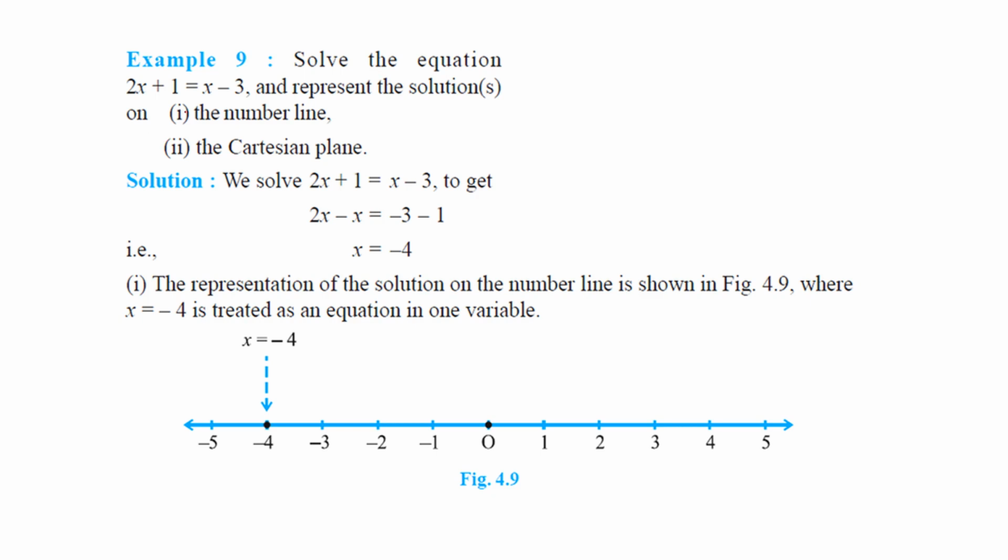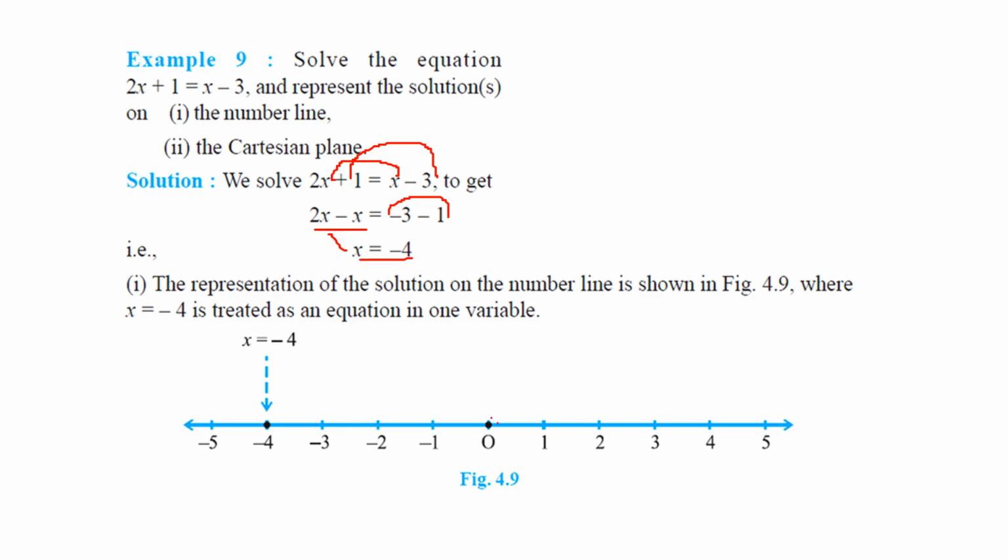We have to solve this equation and represent the solution on the number line and the Cartesian plane. So 2x plus 1 equal to x minus 3. Let us take x here and constant 1 here. So 2x minus x is x, minus 3 minus 1 is minus 4, so x equal to minus 4. This simply means that we have to put x equal to minus 4.